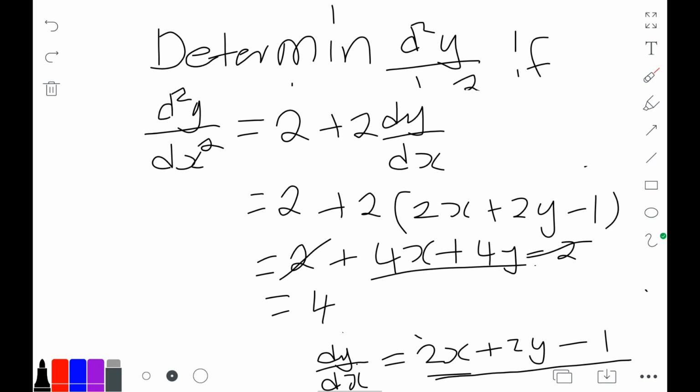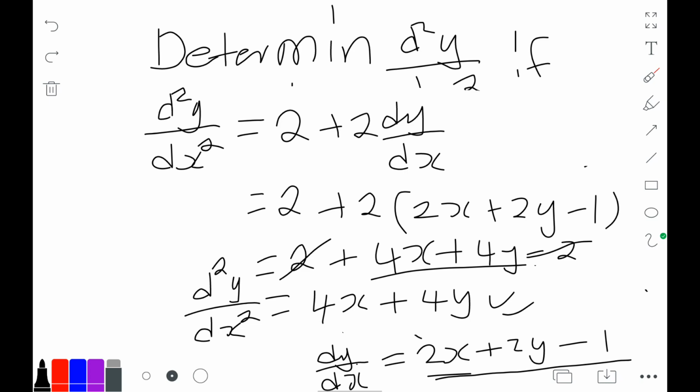We remain with 4x plus 4y. This is our d squared y over dx squared. So we just solved it very simply. Do you see that? Now let's do another method of solving, and we'll see if we can find this. I'm going to erase again.